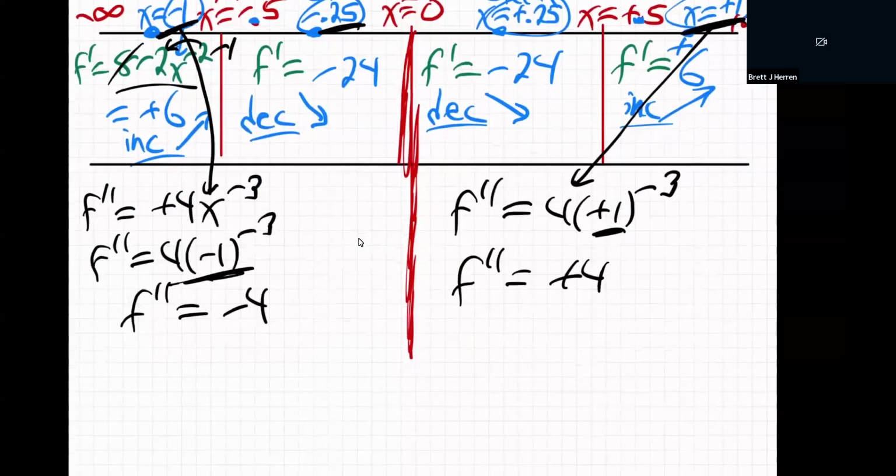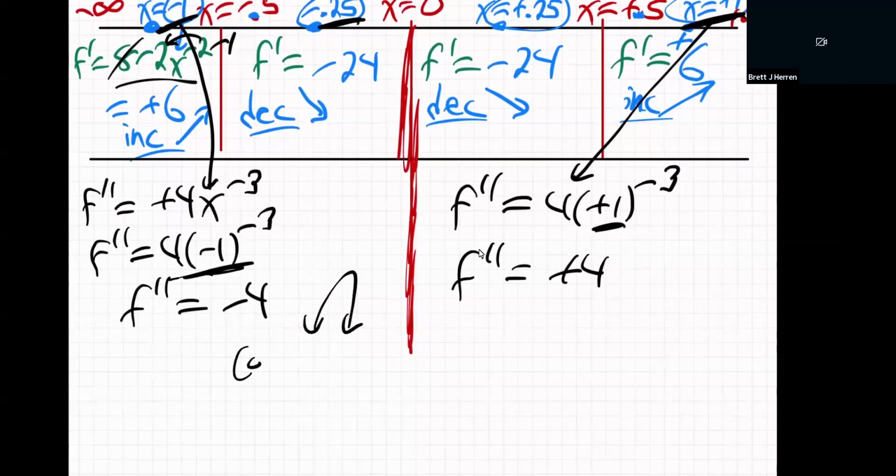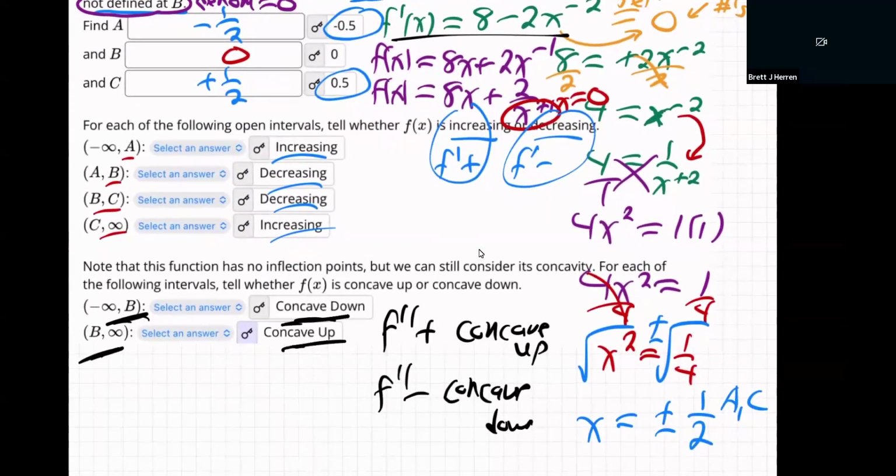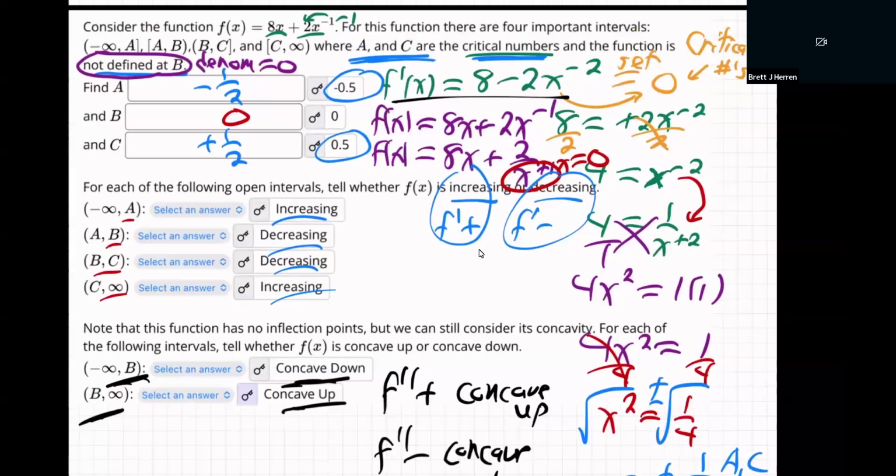Positive. So that means concave down in the first section, and concave up in the second section. So down and then up, and down and then up. It's exactly what we get. And so there we go.